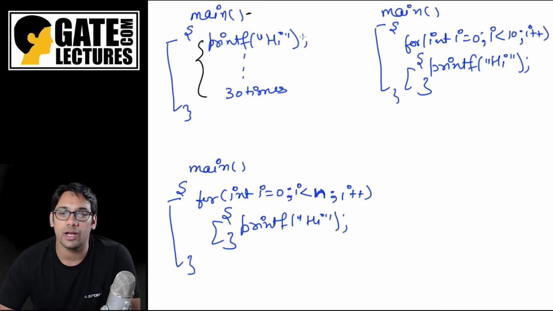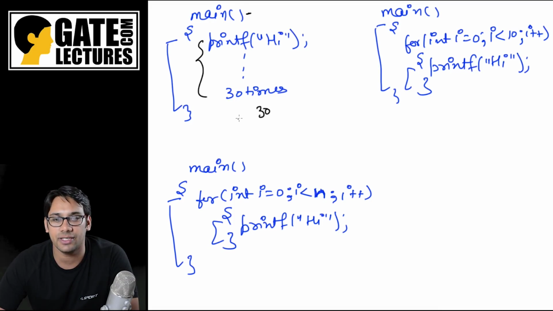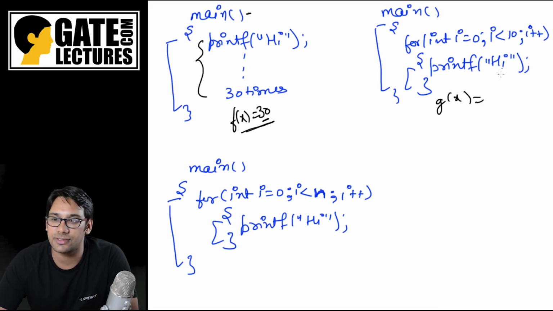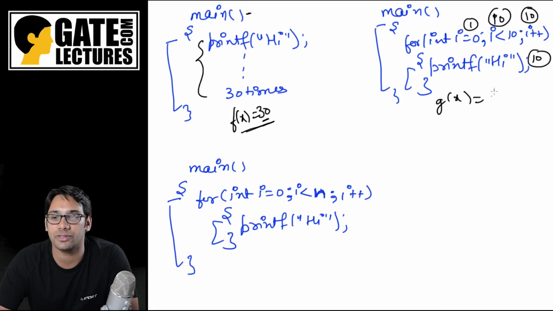Okay. Now this printf statement will be executed 30 times. If I say the number of statements executing here, it is 30. I can represent this 30 with a function, f(x) = 30. Why? Because the value of x is actually constant here. The value of x is 1, so f(x) = 30, which is a constant number. Here, if I say g(x), the number of statements executed is 10 times, 10 times, and 10 times, so 31 only, right?